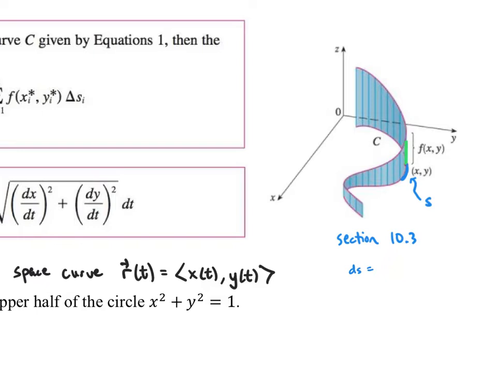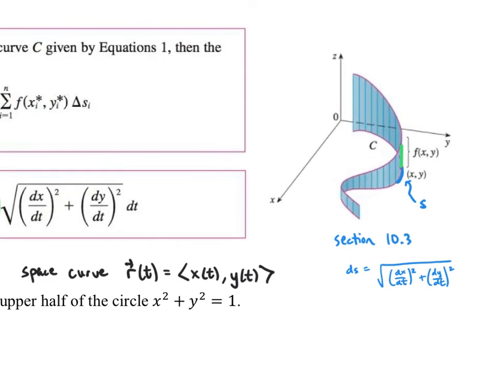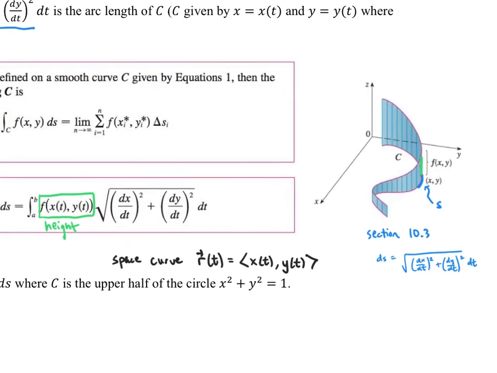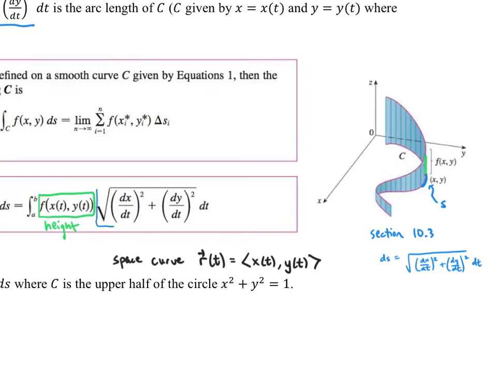And that differential would represent a small change in the arc length. So if we're setting up these rectangles for our Riemann sum, which then converts to our definite integral, we're looking at the base of a rectangle here, or in other words, a little change in that arc length. The ds that we developed in section 10.3 was the square root of dx dt squared plus dy dt squared, and then times dt.